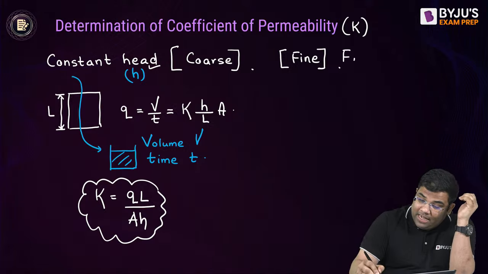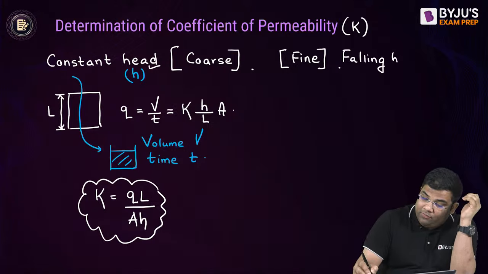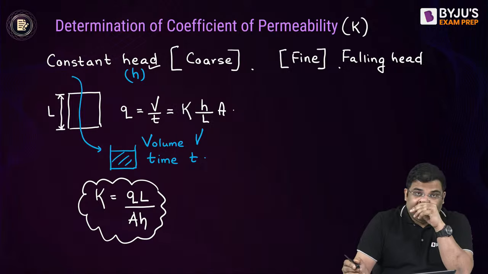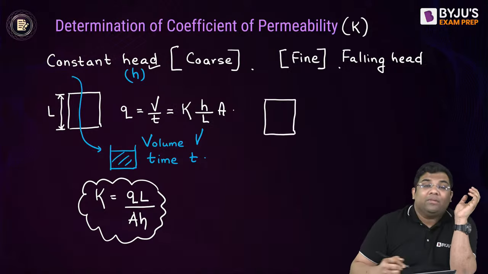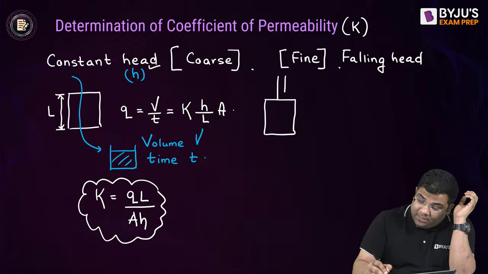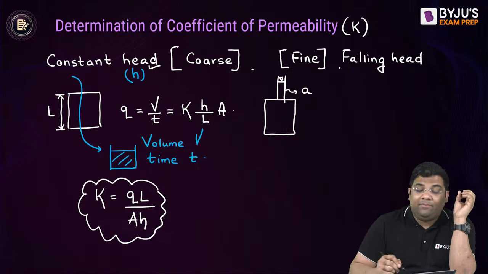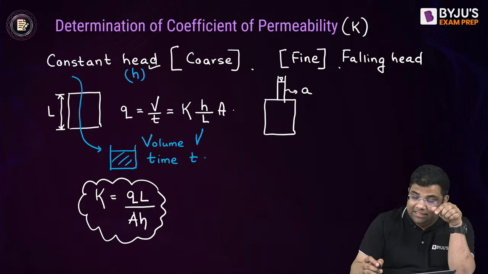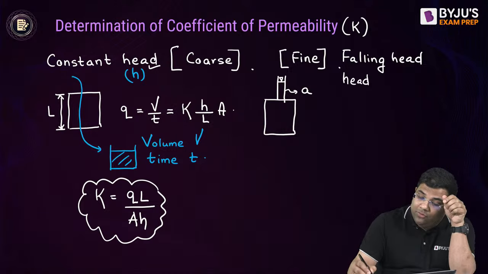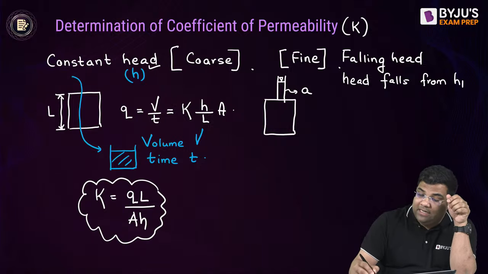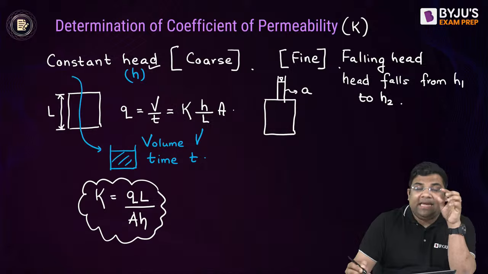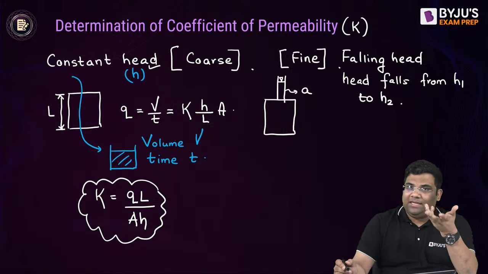That is the falling head test. I am not drawing the diagram now, it is not required. So, falling head test. In this, I will just give some hint. If this is the soil sample, we attach a small stand pipe, whose area is A, and in this stand pipe the water will fall easily. The head falls from H1 to H2. The cross section area of the stand pipe is very less, so it can easily fall.